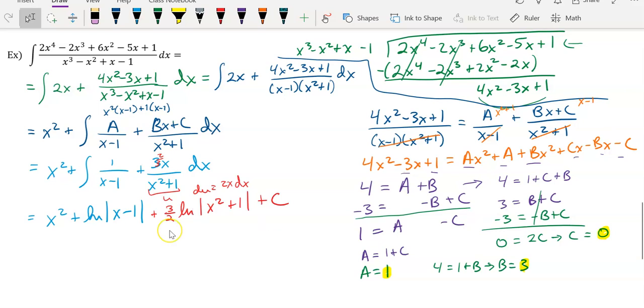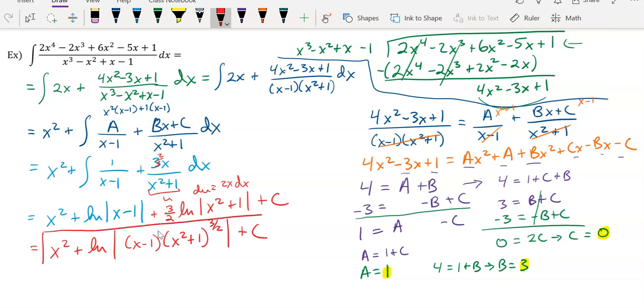Okay, and if you missed any of that, then you could write out the second integral and do the whole u substitution if you need to. Okay, I can combine these two natural logs. So I have x squared plus the natural log of absolute value, x minus 1, times x squared plus 1 to the 3/2, and then plus c. Bam!